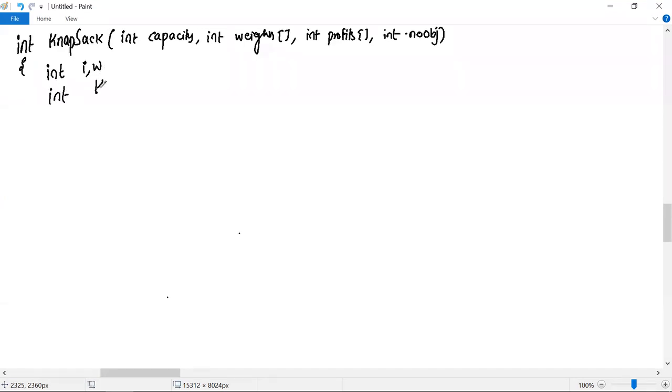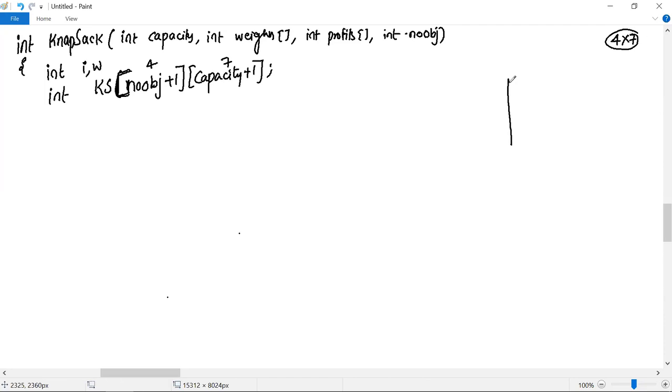Yeah. Next, what should I do? Int. Let me take knapsack of number of objects plus 1, next capacity plus 1. So now we have created an array of size. Number of objects was 3, 3 plus 1, 4. Capacity was 6, 6 plus 1, 7. We have created an array of 4 by 7 size. If you want, you can create it here.